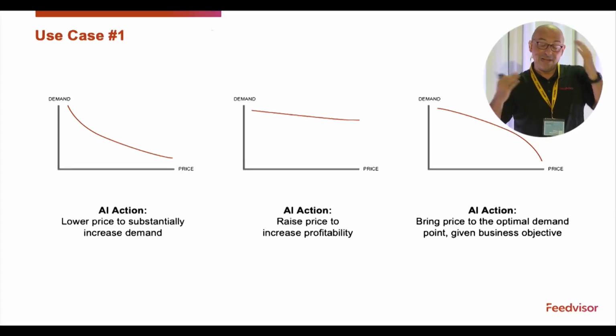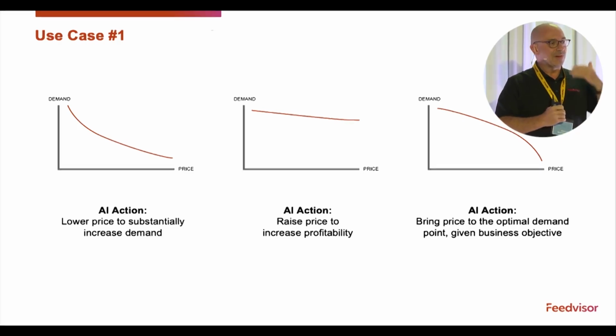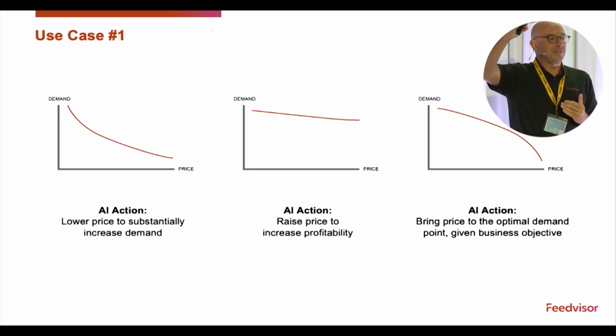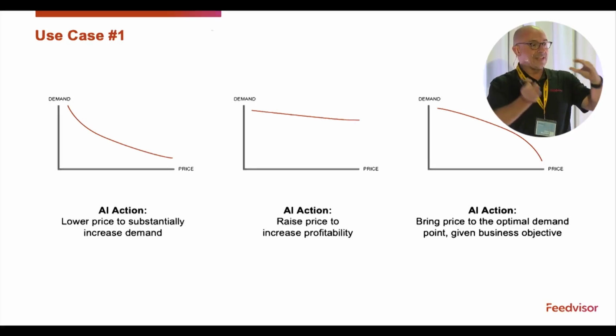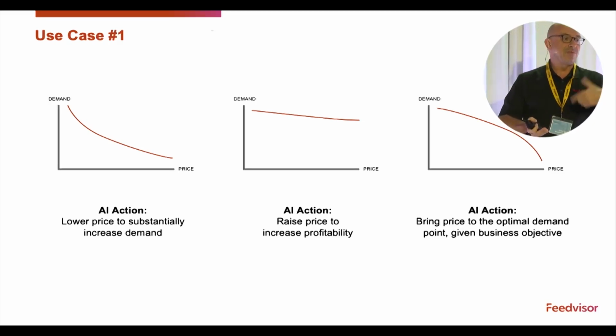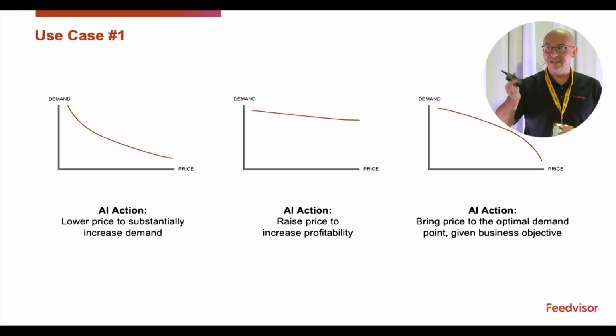It knows to raise the price and see, oh, there was no change. Let's raise a little bit more. There's no change. Let's raise again. And then, oh, now the demand drops. So let's come back and find that point where your margin is maximized. So that's an example of the second situation.